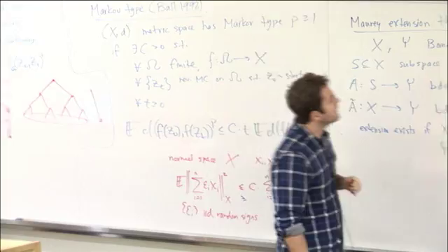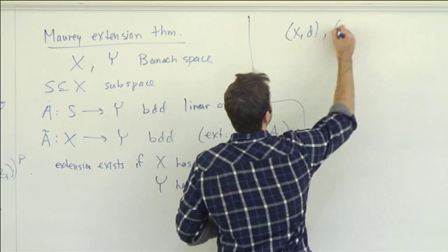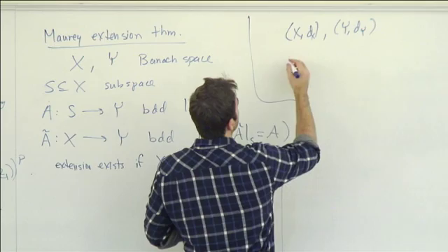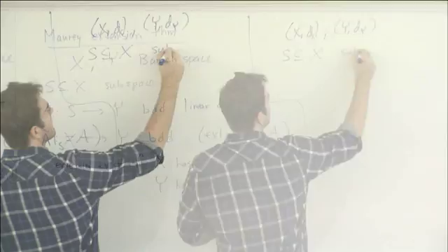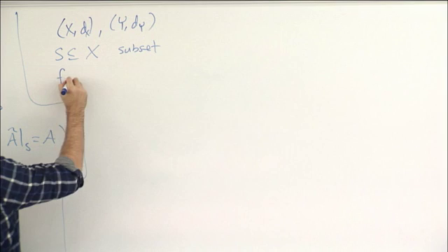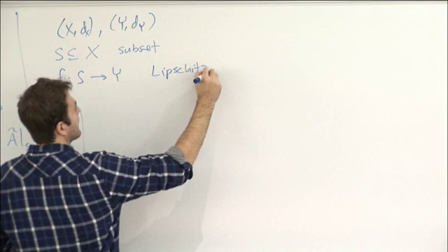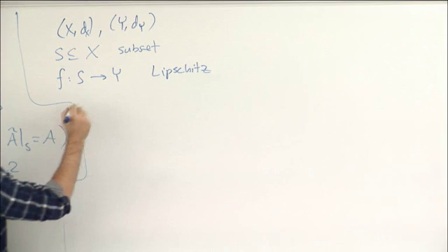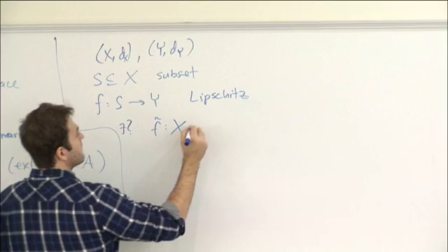So what do these things mean in the category of metric spaces? Suppose we have two metric spaces, X and Y. Now we'll have this S, but now S is just a subset of X. And instead of a bounded linear operator, we'll have a Lipschitz map from this subset into Y. And now the extension question is whether there exists an extension of this map to the whole of X which is Lipschitz.